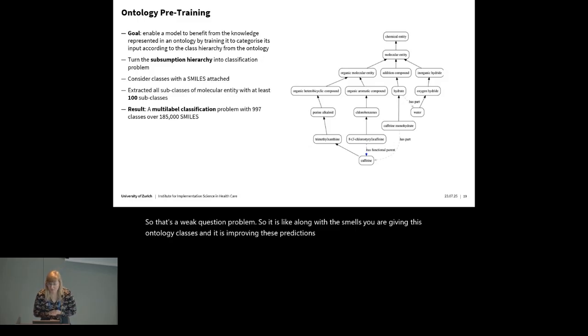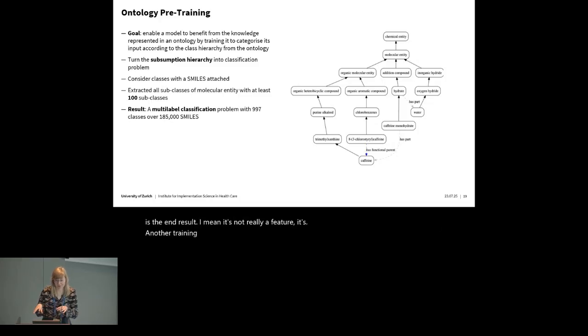Sorry, can you repeat that? So I'm just trying to get what you're telling. Like the input is the SMILES. Yeah. We are adding the ontology classes as a new feature kind of thing, and this improves the prediction of whatever is the end result. It's not really a feature. It's another training step. Okay. Thank you. Sorry, does that answer your question? Thank you. Okay.